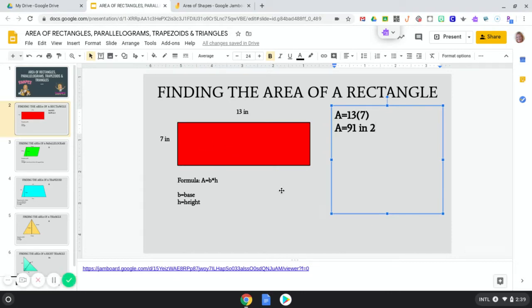Okay, so you are now going to find the area of a rectangle on your own.